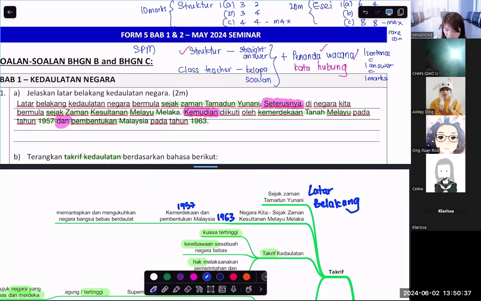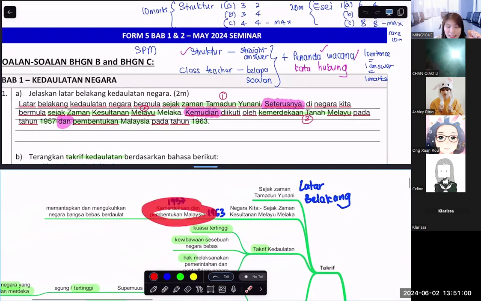So honestly speaking, sejak zaman, this one is 1 mark. Because Melaka 1, 2 marks. Then kemerdekaan Tanah Melayu 1, 3 marks. Kemerdekaan Tanah Melayu in 1957 is actually 1 mark. Pembentukan Malaysia in 1963 is actually another mark. You may say, teacher, wait, but you write here, kemerdekaan dan pembentukan Malaysia 1 mark. Yeah, because I never put the year.